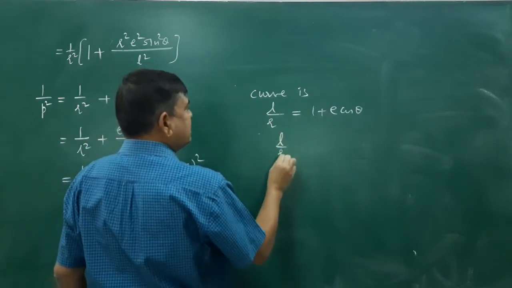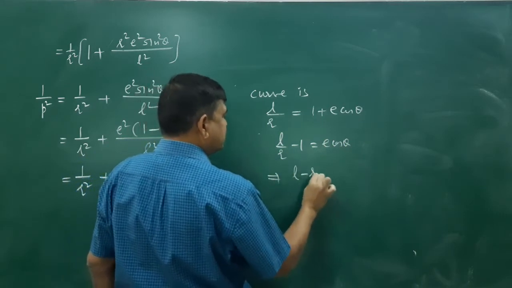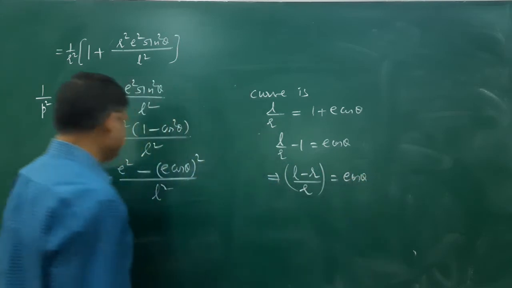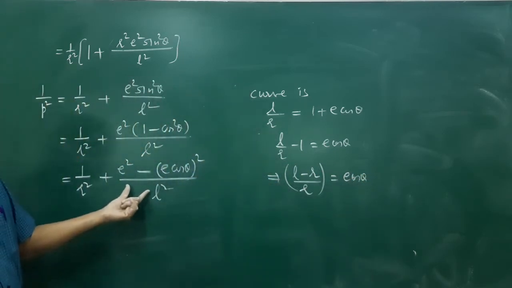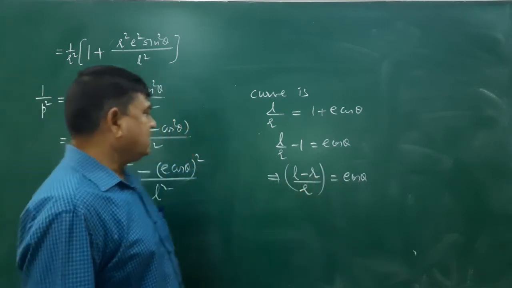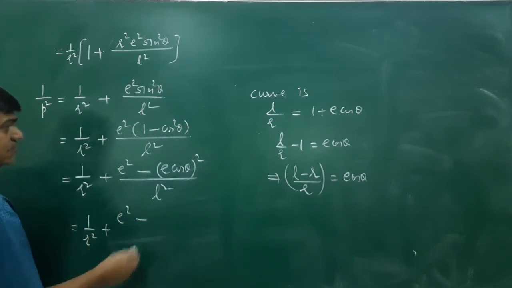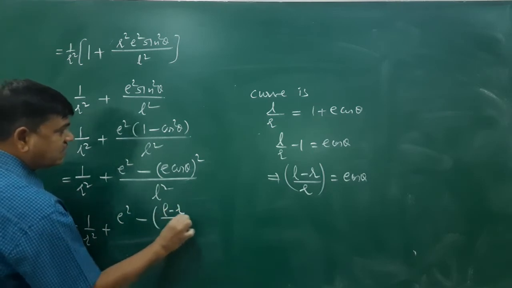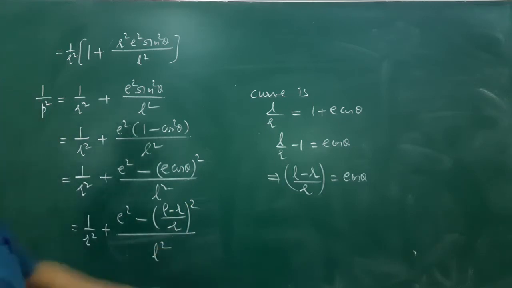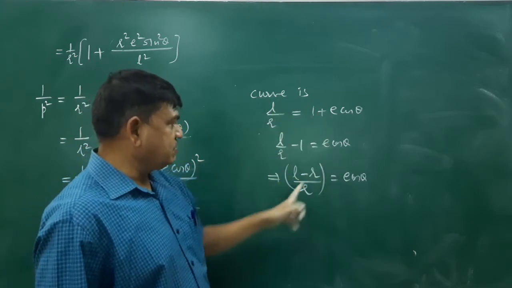This is L by R minus 1 equals e cos theta, which implies L minus R upon R equals e cos theta. From here, what is the value of e cos theta? L minus R upon R. So this is 1 upon R square plus e square minus L minus R upon R whole square upon L square. The value of e cos theta is L minus R upon R. From here I have simplified this.